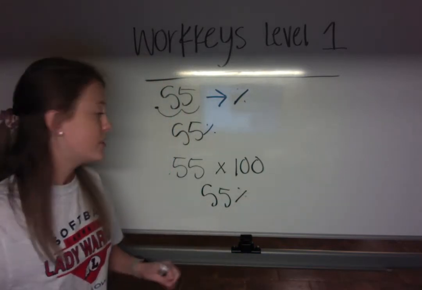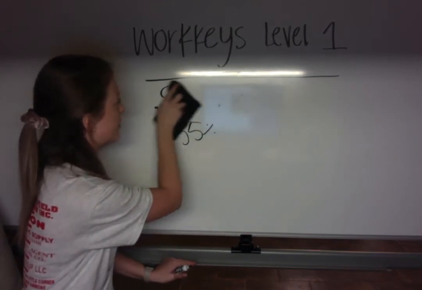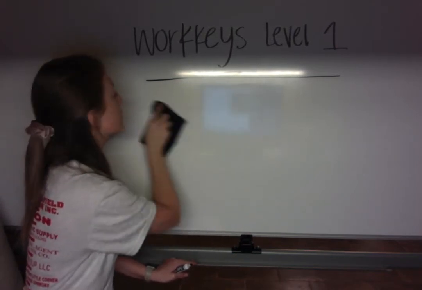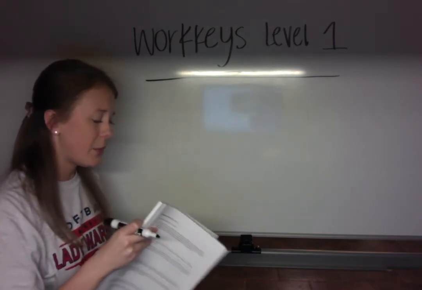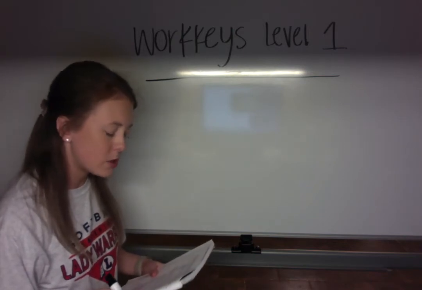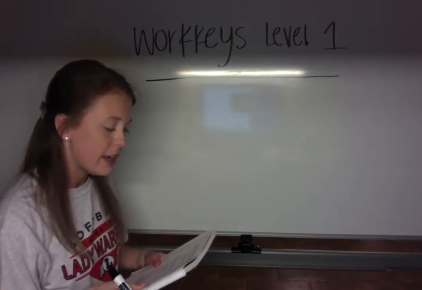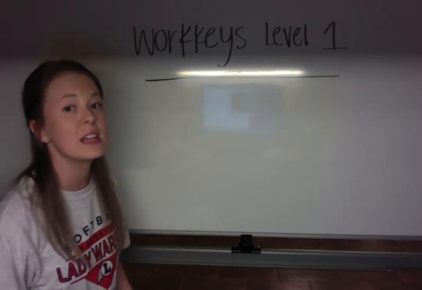Okay? So now we're going to do that backwards. So we multiply by 100 right there. So we're going to do the opposite, which is divide. So now we're going to take a percentage to a decimal. It says a carpet store is offering 45% off in a sale this month. What decimal below best represents the percent off?